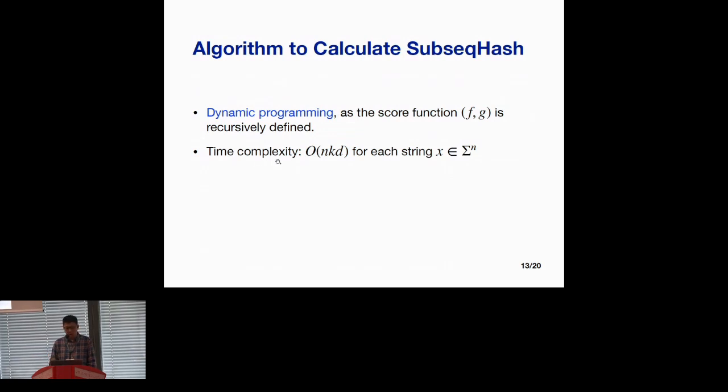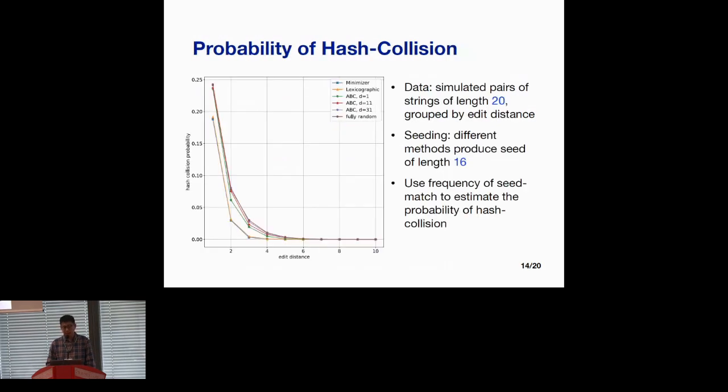The time complexity for calculating the smallest subsequence for a single length n string is big O of n times k times d. We use simulation to estimate the probability of hash collision. We simulated a bunch of strings of length 20 and grouped them by their edit distances, shown on the x-axis here. For each pair, we apply a seeding method, either a minimizer or subseq hash, to get a seed of length 16. We check whether the two strings in a pair are hashed to the same thing or not, and we use the frequency of a seed match to estimate the probability of hash collision.